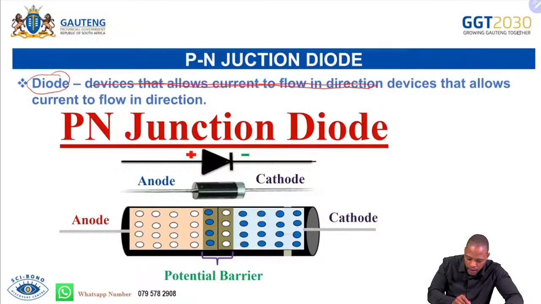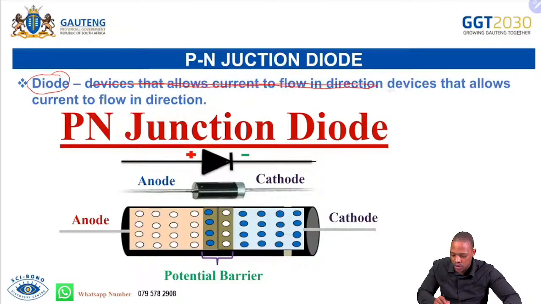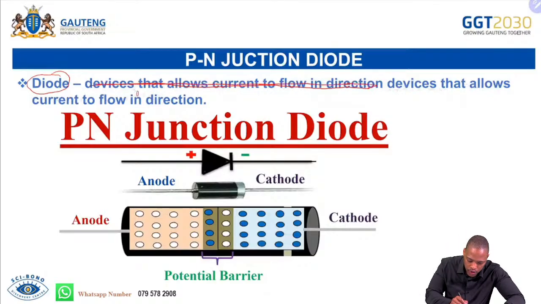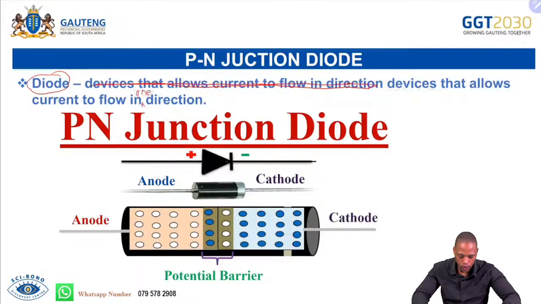Okay, so let's forget this. We'll start here. We'll say a diode is a device that allows current to flow in one direction. That's the correct definition, okay? It allows current to flow only in one direction. So in a diode, the current will only flow in one direction. It's not going to flow in a different direction.